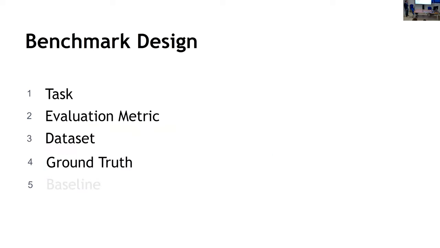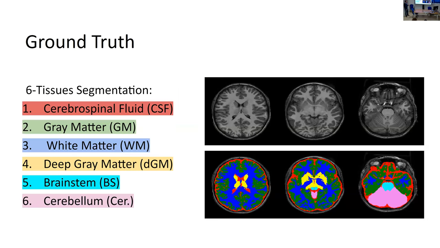The other component of the benchmark is the ground truth. We use as ground truth a six-tissue segmentation, which is quite a classic way to segment the brain. So we have the cerebrospinal fluid in red, the gray matter in green, the white matter in blue, deep gray matter in yellow, brainstem in light blue, and the cerebellum in pink.